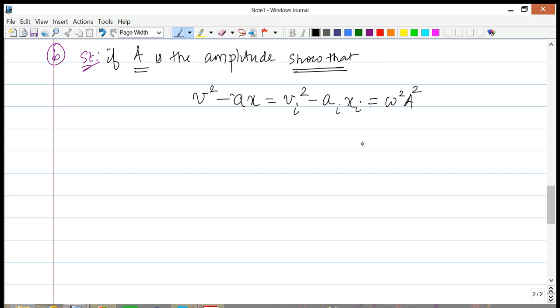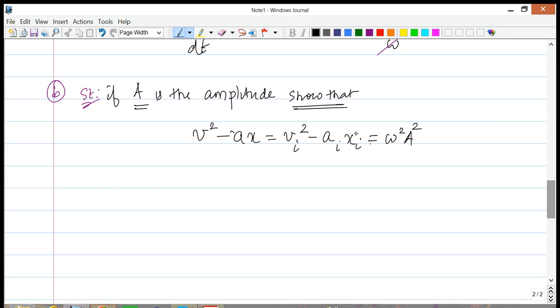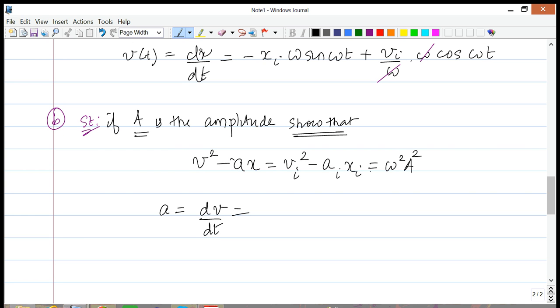So what we'll do is, we know the expressions for x and v. Let's find a as a function of time, and this is simply going to be equal to dv by dt. Since we know velocity already, we can write this as negative xi omega squared times cosine of omega t, plus we have a vi here, so it will be vi times omega times sine omega t, but we're going to have a negative sign, so it will be minus vi times all this.